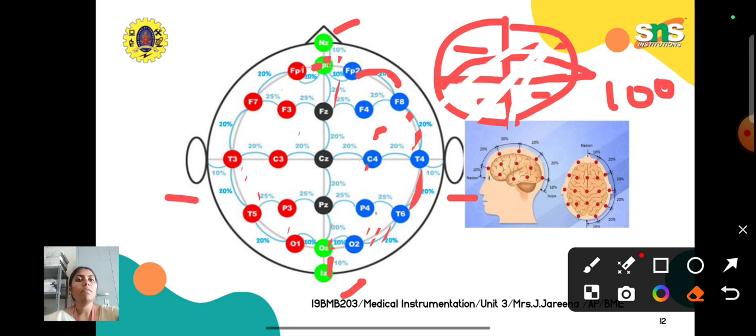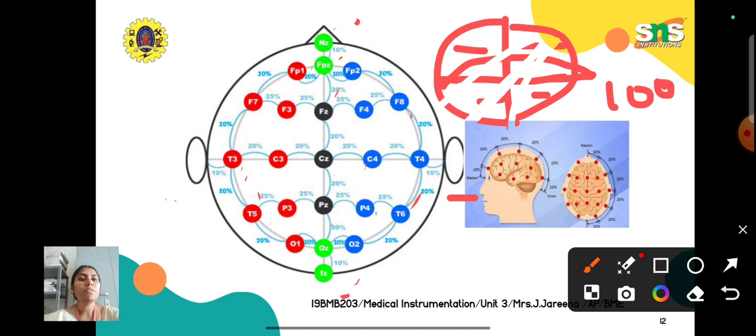So now we have completed the locations of these electrodes. Once the location is fixed, now we go with labeling. The labeling has a combination of letters and numbers. Now we will see how we are going to place the names.